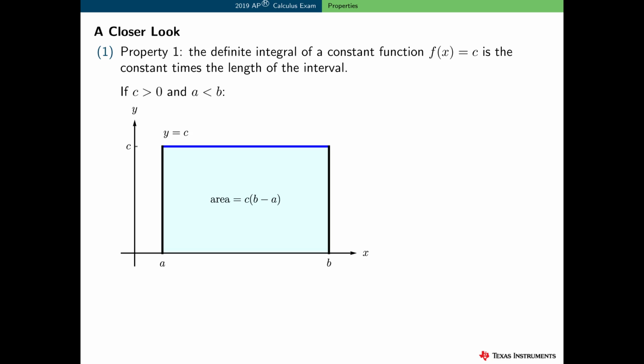Here's a closer look at these properties. Property 1 says that the definite integral of a constant function, f of x equals c, is the constant times the length of the interval. If c is greater than 0 and a is less than b, then c times b minus a is the area of the rectangle bounded above by the graph of y equals f of x equals c, below by the x-axis, on the left by x equals a, and on the right by x equals b.